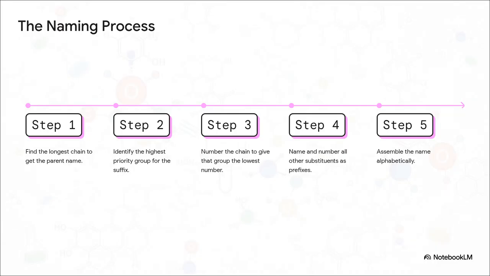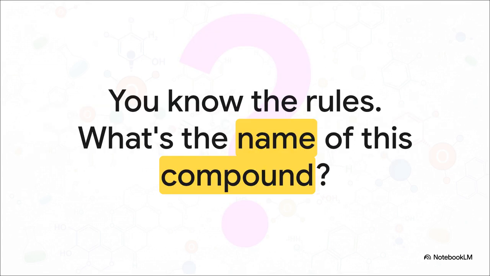So let's recap the whole process. Find the main chain, find the priority group, number it, and assemble. Okay, you've got the tools. Take a look at this final challenge. What do you think its name is?